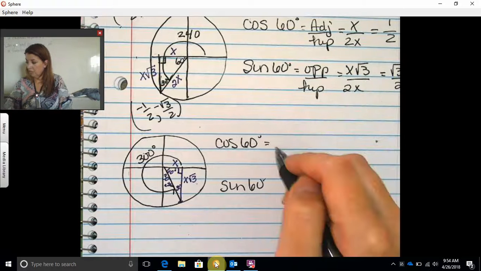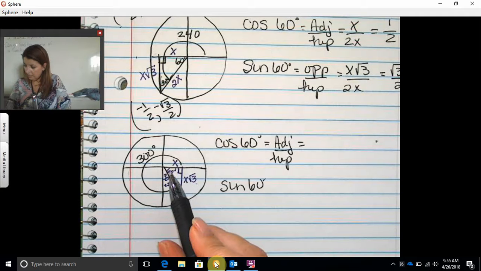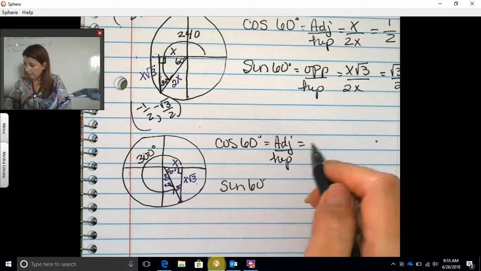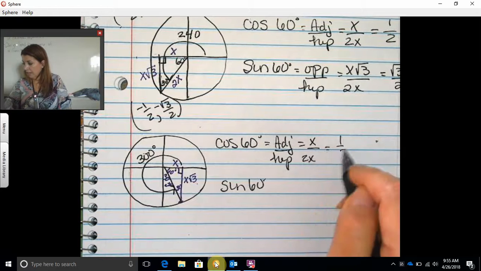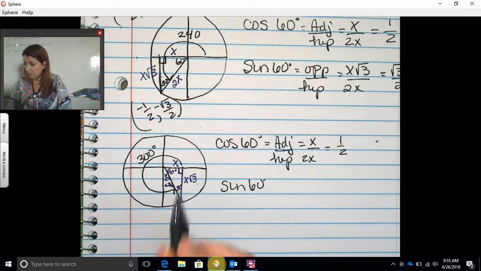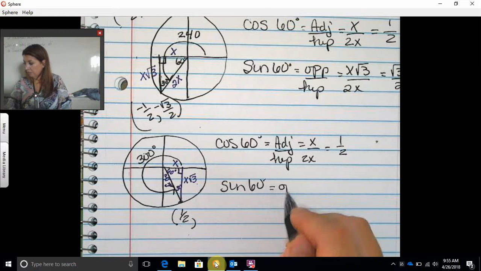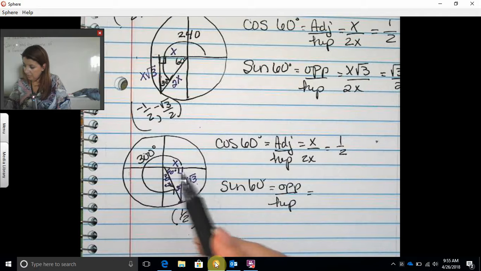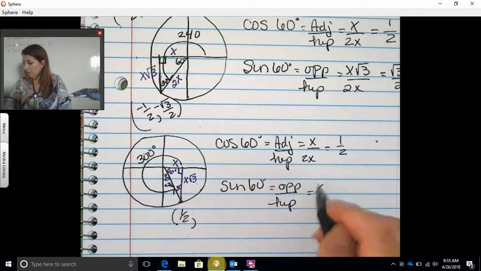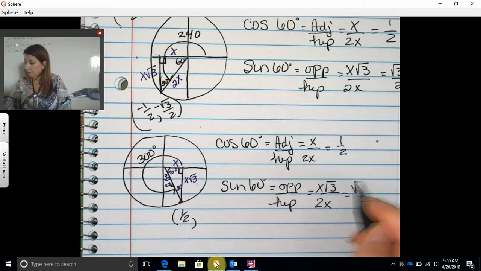So cosine is adjacent over hypotenuse. And adjacent would be x. And the hypotenuse is 2x, so we know that's 1/2. And that's your x value. Is that positive or negative? Positive. And the sine is opposite over hypotenuse. So sine opposite is x square root 3 over hypotenuse 2x. So square root of 3 over 2.